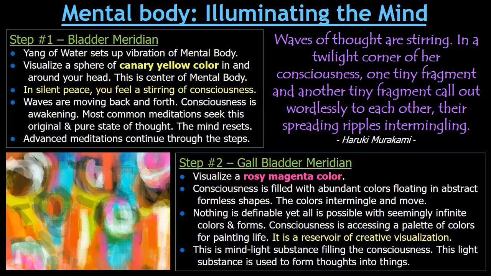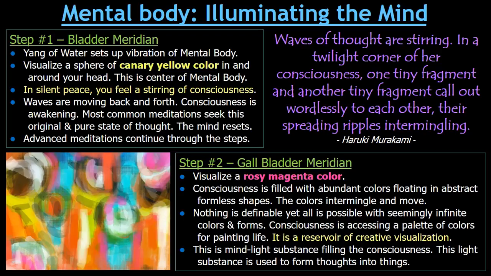Now visualize a rosy magenta color that helps to set up the meaning of the meridian. Consciousness is filled with abundant colors floating in abstract formless shapes. The colors intermingle and move. So from the first step you have the stirring of consciousness and some movement. And then in the second step, color begins to fill that movement.